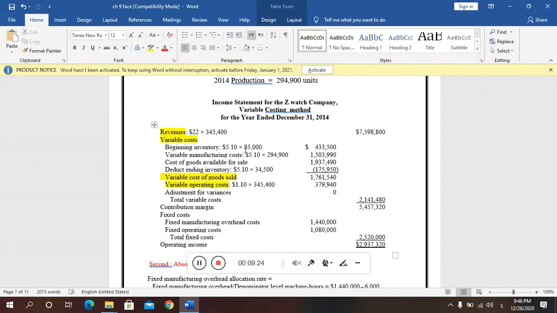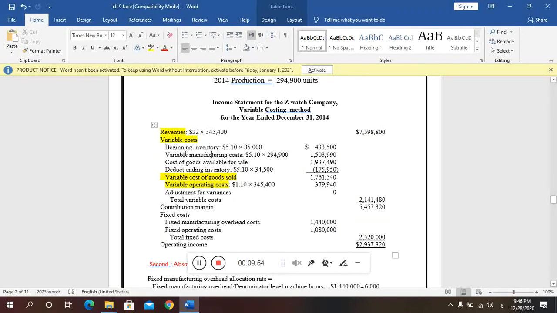Here, beginning inventory units was 85,000 units. We will multiply it by the variable cost per unit, which was $5.10 per unit. So we multiply the beginning inventory units by the variable cost per unit, because we compute the variable cost of goods sold.